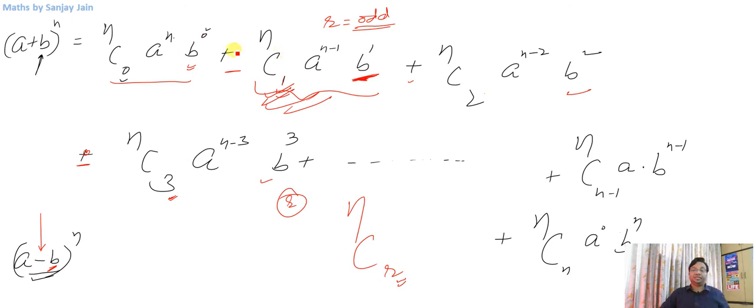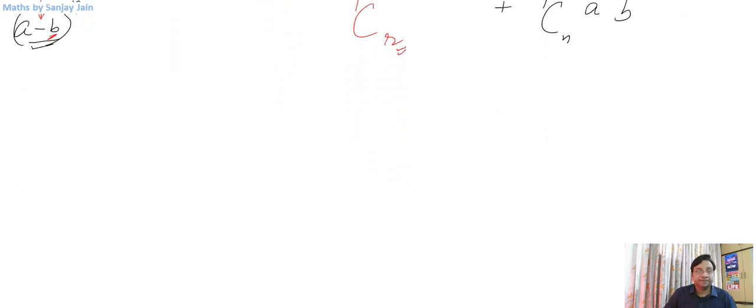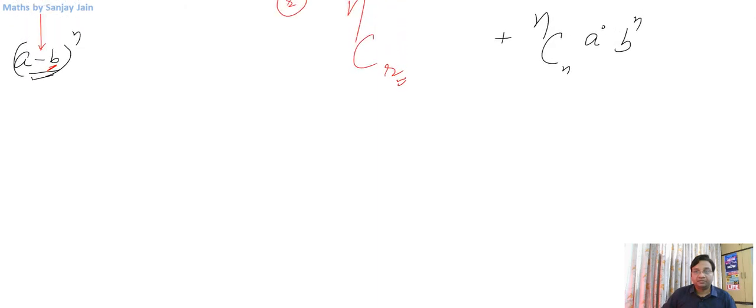Those terms will get negative signs, or you can say that alternate terms will have negative signs, right? You need to understand this yourself. I think I have explained it enough for you to understand what I'm trying to say. So this was (a minus b) raised to power n, and we also need to understand one thing.